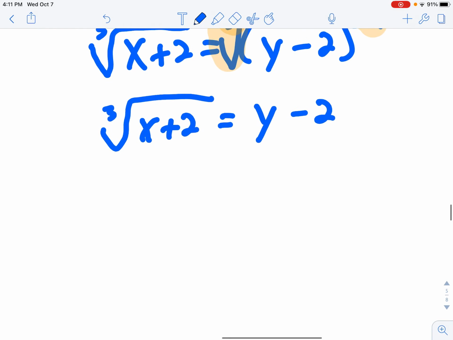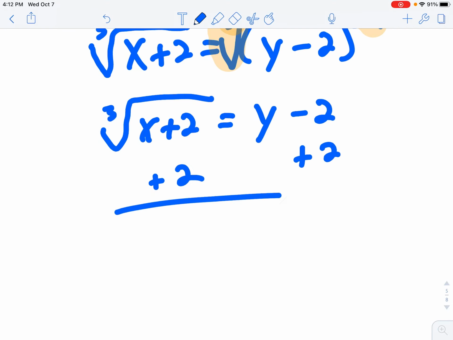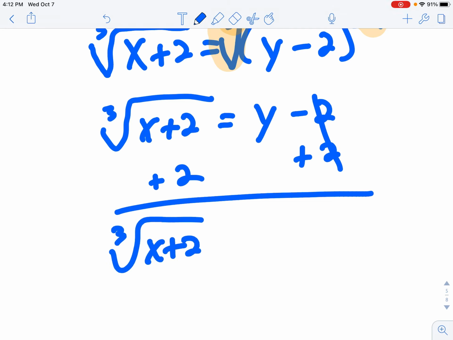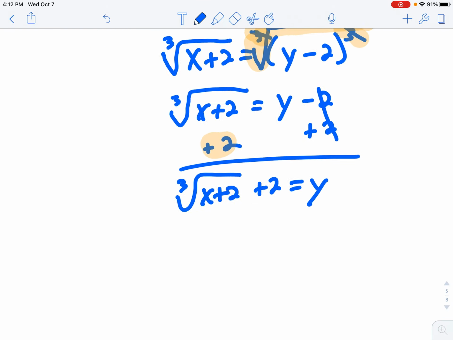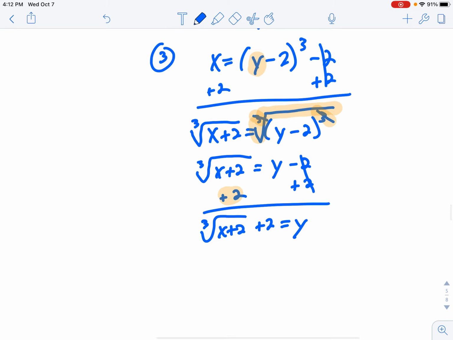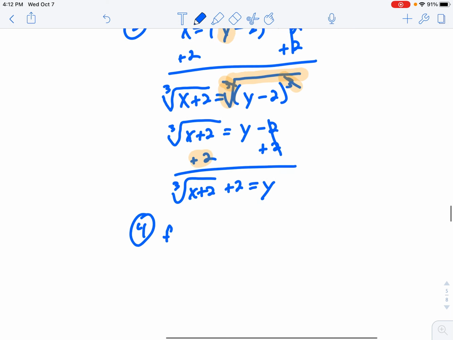Now, is y isolated? Not quite. I need to add 2 to both sides to cancel that out. You can't add this 2 and this 2 and get 4 because this 2 is sort of locked in under the radical bar there, so you can't really touch that. So it's just cube root of x plus 2, plus 2. The second plus 2, just make sure it's not underneath that radical bar, equals y. So step 3 is done. Y is isolated. Step 4 is to rewrite your answer. Is it f? No, this one's g.